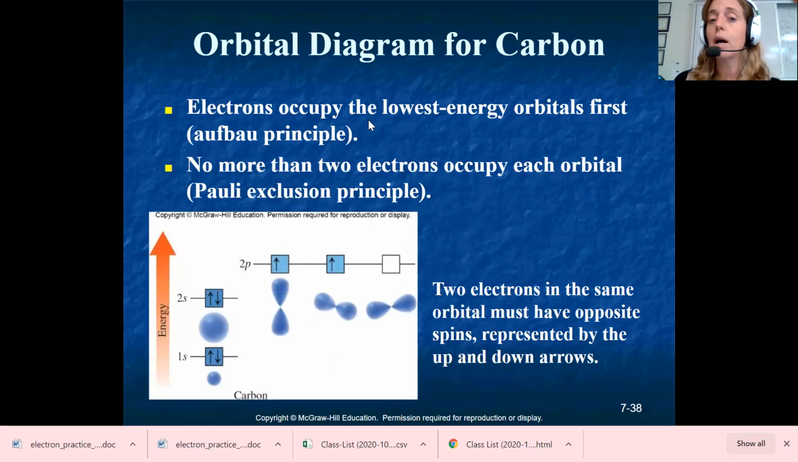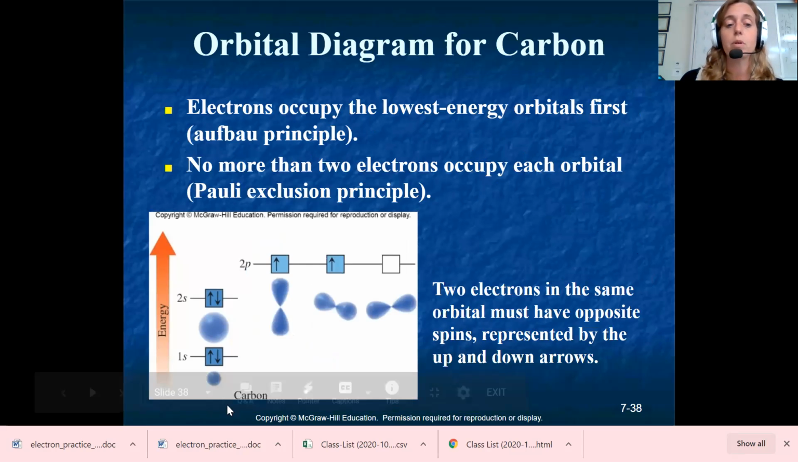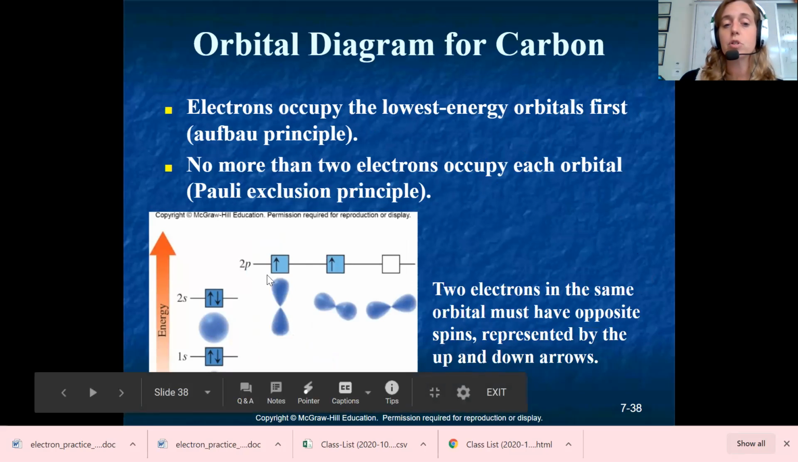Electrons occupy the lowest energy orbitals first, which we call the Aufbau principle. No more than 2 electrons occupy each orbital. That's the Pauli exclusion principle. So you cannot have more than 2 electrons in a box.